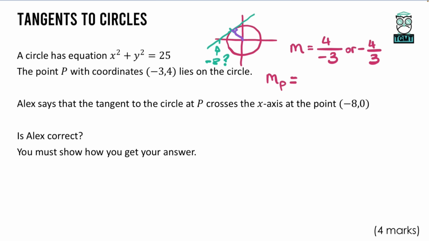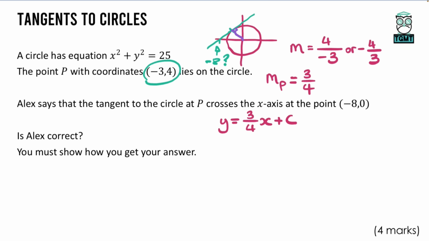I just write m. So the negative reciprocal of -4/3 is +3/4, just flipping the fraction over and changing the sign. So that's the gradient of the tangent. Now all I need to do is put it into y equals mx plus c. So y equals 3/4 x plus c. To find that y-intercept, you just substitute the coordinate that's given to you on that line.